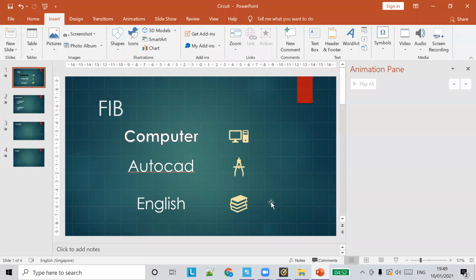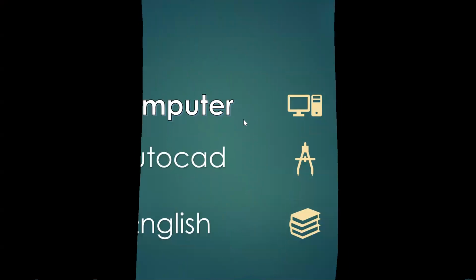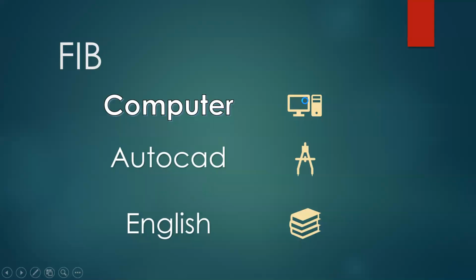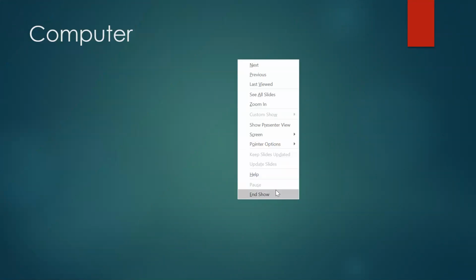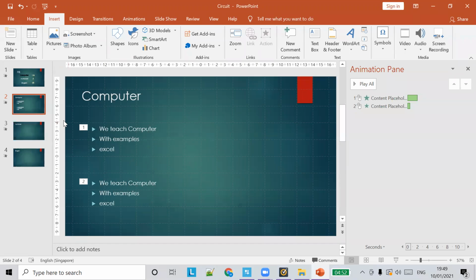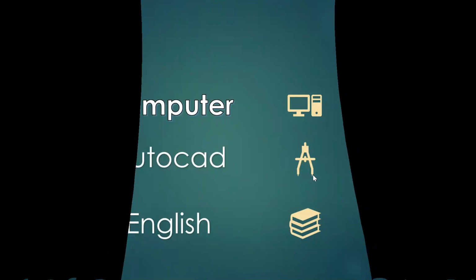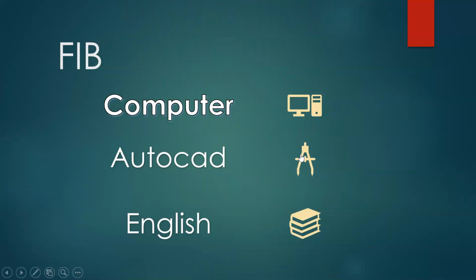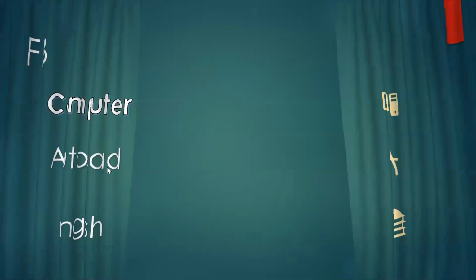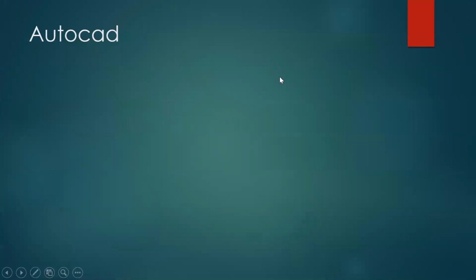So that's it. Now you can try running. Click on it, and it goes to the computer screen. Click on AutoCAD, and it goes to the AutoCAD screen automatically, using these links.